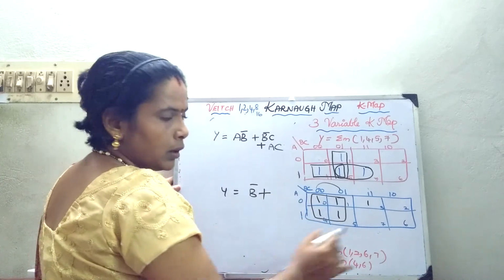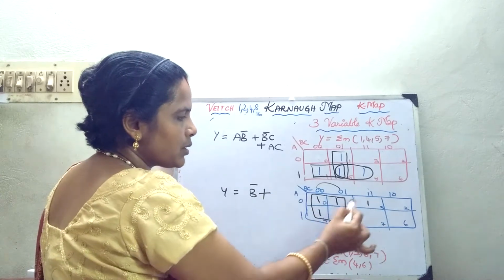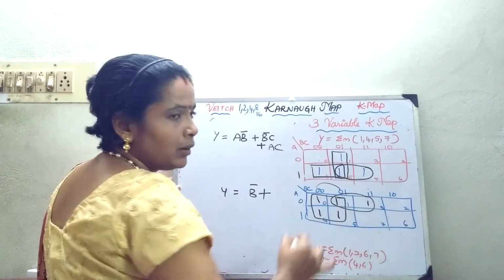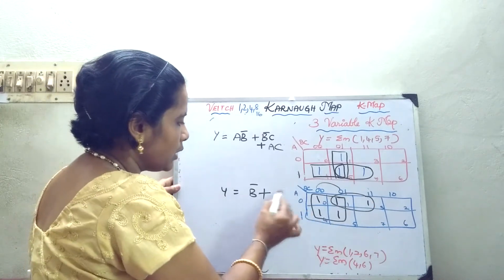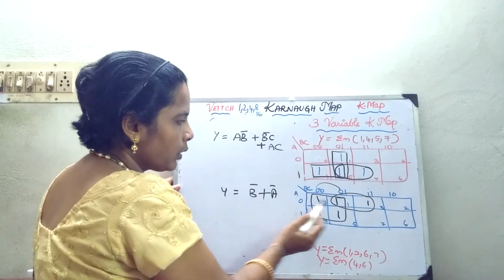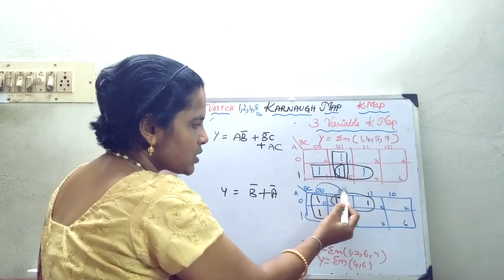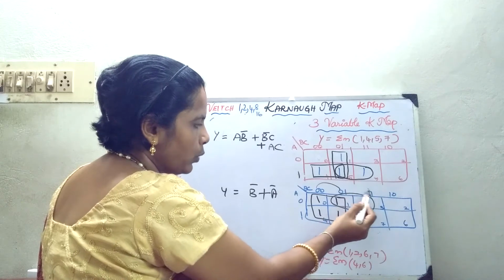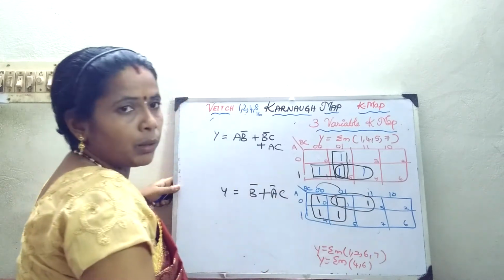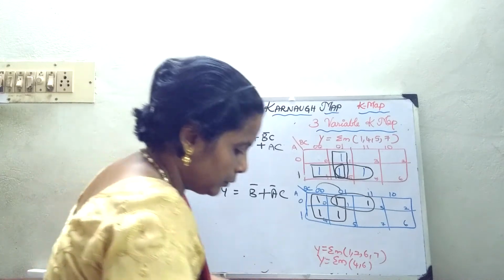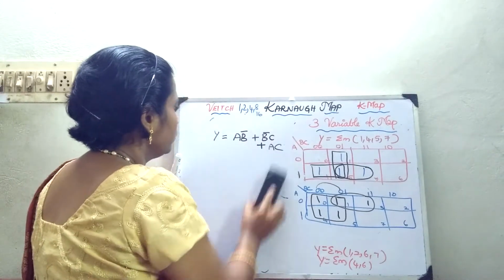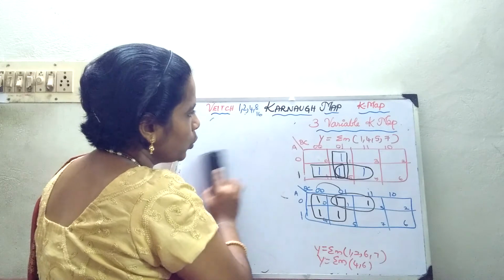Plus here I have a single cell. Single cell means 3 variable. If I go for a 2 cell grouping, in this case overlapping is an advantage. So what will be the answer? It is a bar. Check these 2 variables. First value 0 and 1, it is not matching. 1 1 it is matching. So it is b bar plus a bar c. That's all. So we will see 2 more expressions. So 1, 2, 6 and 7.